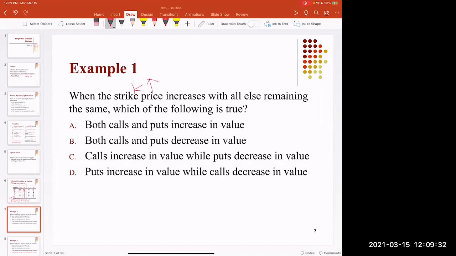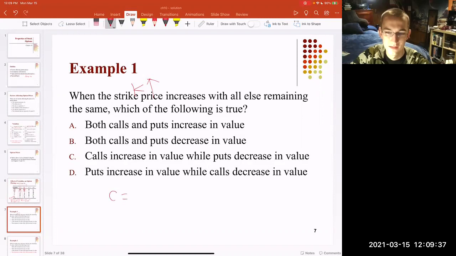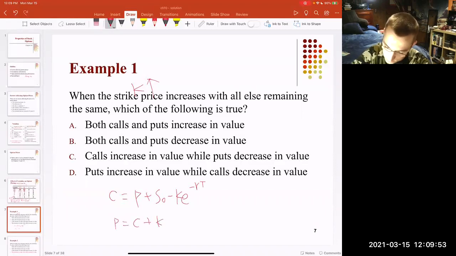I just talked about that, right? Professor? Yeah. The calls would increase while the puts decrease if the stock price increases. Yeah. Oh, so if the strike price increases, it would be the opposite. The calls would decrease and the puts would increase. Answer is what? D. D.